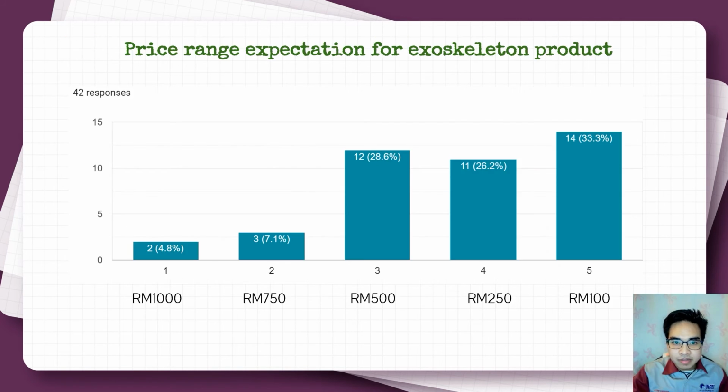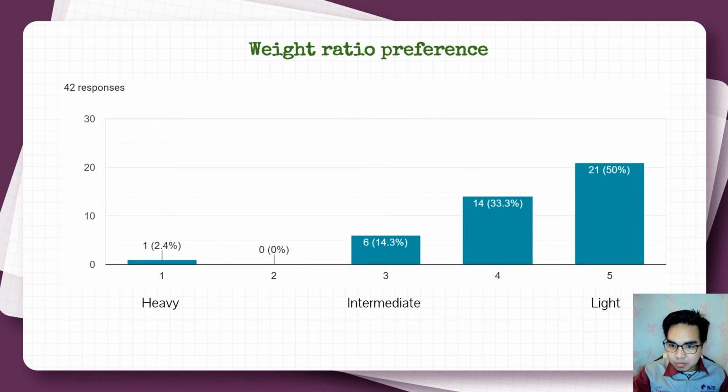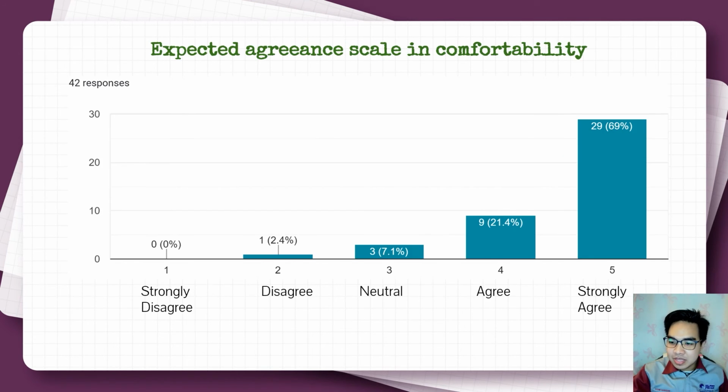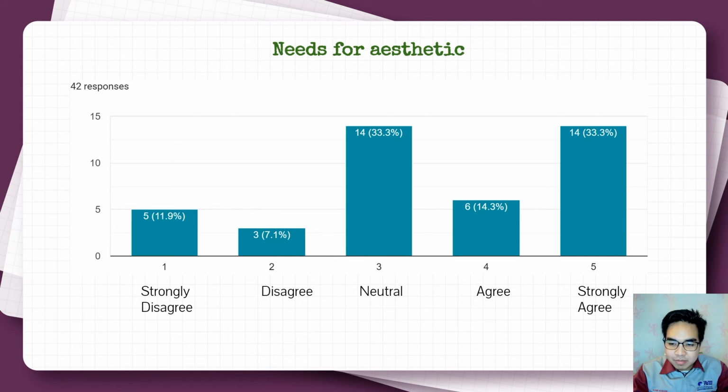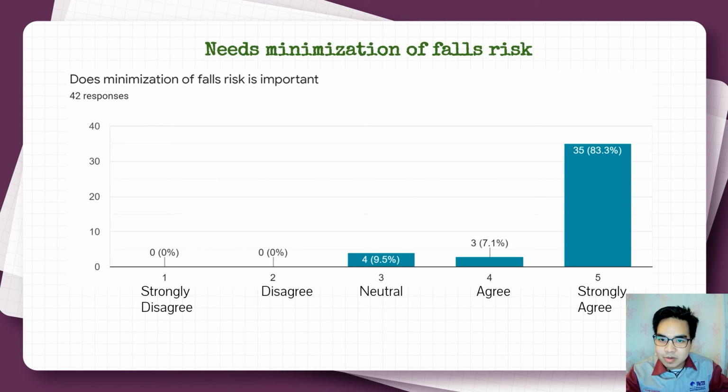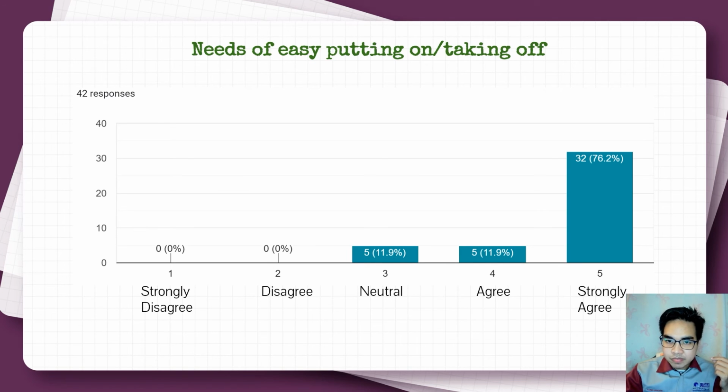Then for the price range expected for this product, most of them want around 500, and 100 is good. For weight, of course, more of them want it to be lightweight. Next, in terms of comfortability, more of them strongly agree that the product should be comfortable. For the aesthetic, some of them are neutral and some of them want an aesthetic. Almost everybody agrees that we need to minimize the fall risk for this product. In terms of usability, most of them agree we need to make this product user friendly.